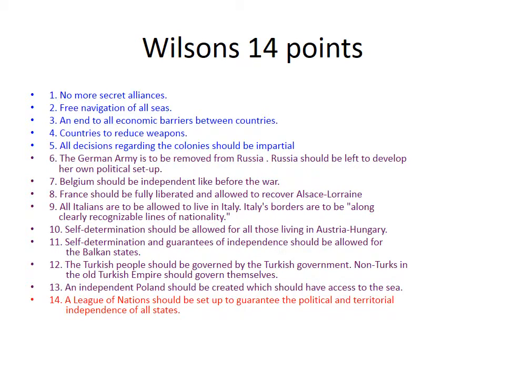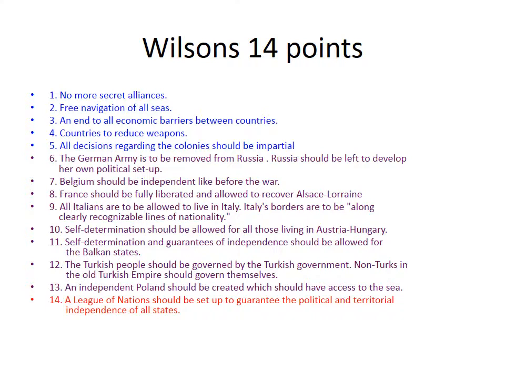Wilson's 14 points are very important, and of course they are going to show up in some form on your end of course exam. Wilson's 14 points are his ideas for peace after the war, and we're going to divide them up into 3. So let's look at the first 5. The first 5 things that he thinks are important to happen after the war to maintain peace: there should be no more secret alliances, free navigation of the seas, an end to all economic barriers between countries, countries have to reduce their weapons, and all decisions regarding the colonies should be impartial.